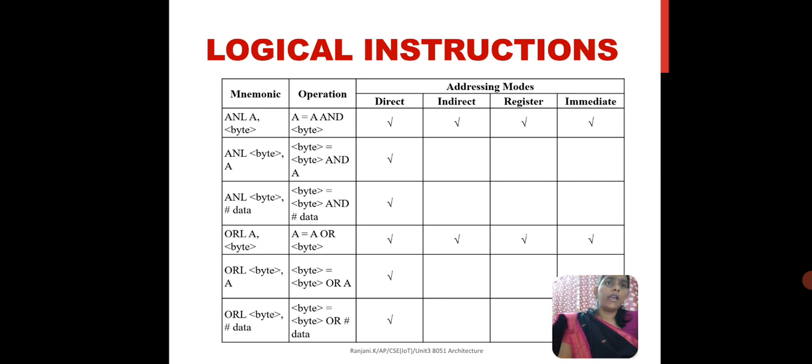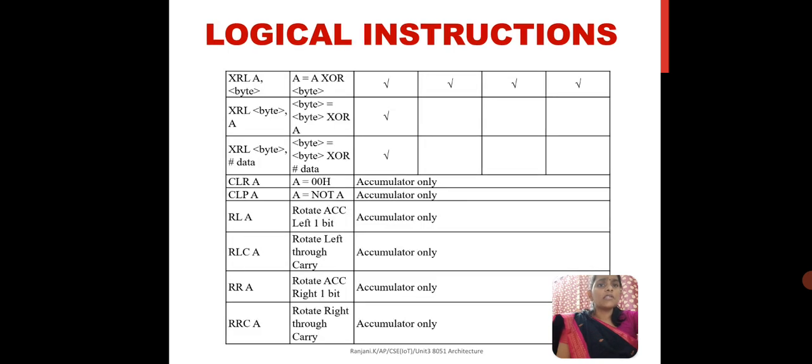Here ANL A, register is AND register to the accumulator. Similarly, ANL A, direct byte is AND direct byte to the accumulator. Next is ANL A, hash data, which is AND immediate data to the accumulator. Next is ORL A, register, which is OR register to the accumulator. These are a few examples of logical instructions.